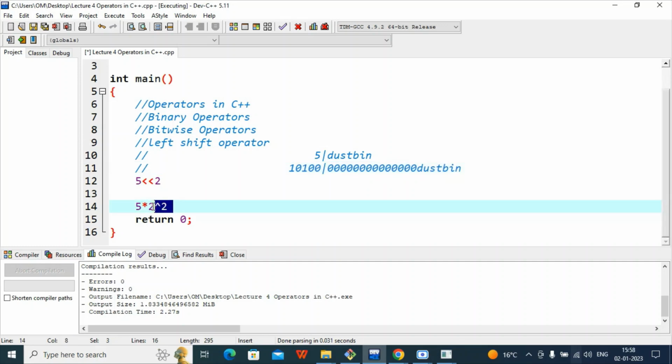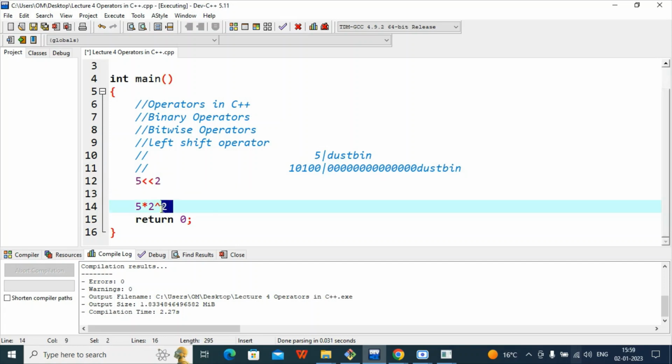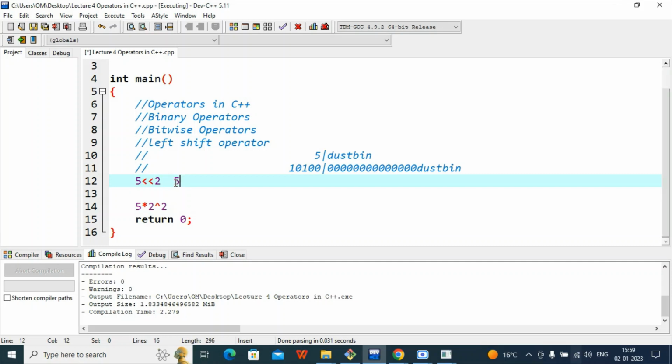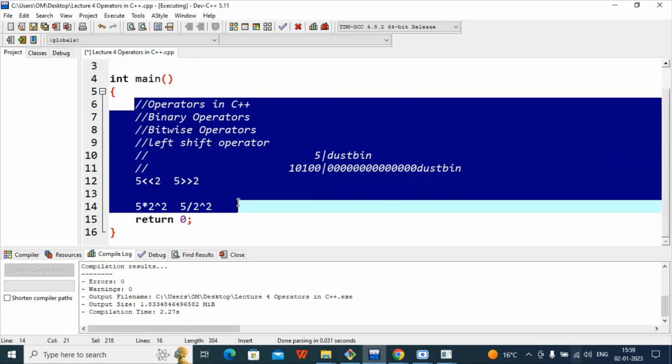I also explained a shortcut for what number 5 left shift of 2 will give you. Calculate like this, and for 5 right shift of 2, divide 5 by 2 to the power 2. Right? This is the difference. Here you are doing a multiply in the left shift, here you are doing a divide in the right shift, right? Okay, so this is the video for today.